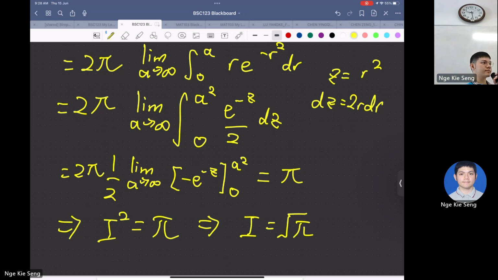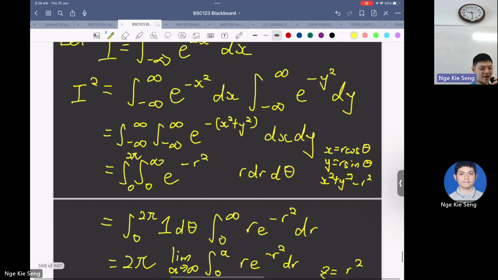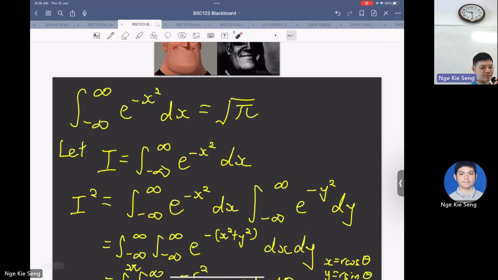Why not plus or minus? What's this graph here? Is this graph positive or negative? Always positive. So you won't get negative area. So positive. Okay or not?